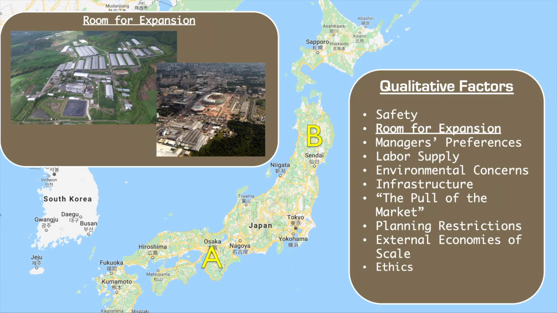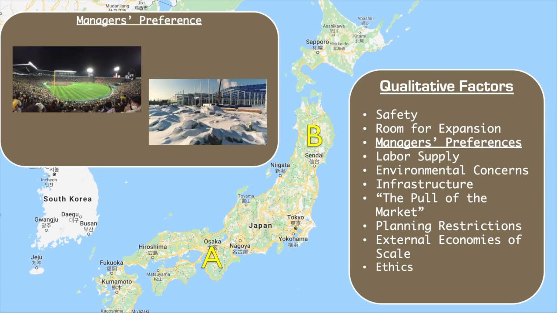I think number 3 is an important one to consider as well, is managers' preferences. I put a couple examples up there. Some people just like living in certain locations. They like living in the city or they like living in the country. In the city, there are entertainment things like baseball games.